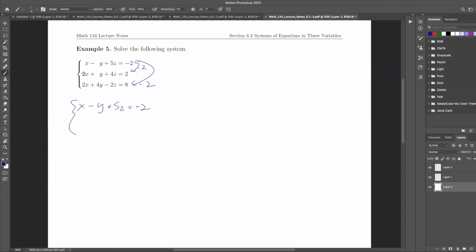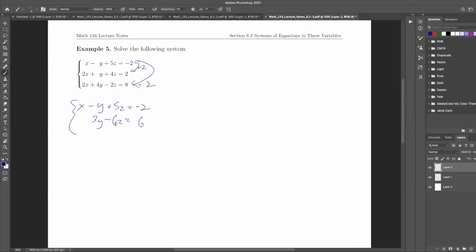Negative 2 times this gives us 0. Negative 2 times negative y is positive 2, plus 1y is positive 3y. Negative 2 times the 5 is negative 10, plus 4 gives us minus 6z. Negative 2 times the negative 2 gives us positive 4, plus 2 gives us 6. First of all, I'm on the wrong layer, and second of all, I can't seem to be doing math.